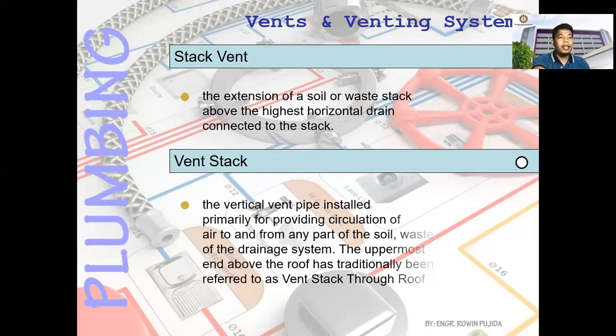Next is vent stack. The vertical pipe installed primarily for providing circulation of air to and from any part of the soil waste of the drainage system. This is the uppermost end above the roof, which has traditionally been referred to as vent stack through roof. This is the uppermost end vent pipe connecting your main stack or your main vent. Okay.